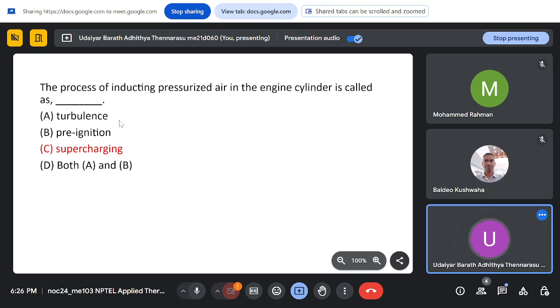the compressor, which basically compresses the inlet air which is coming in, and you pass on the pressurized air into the cylinder. So the inlet air is pressurized, so this basically is done to increase the efficiency of the system. So the process of injecting pressurized air in the engine cylinder is called supercharging.